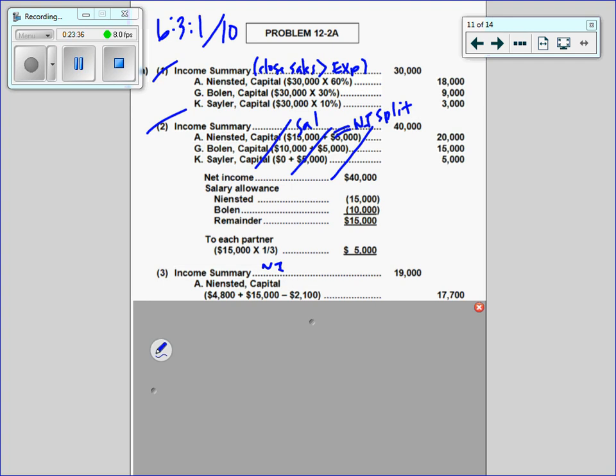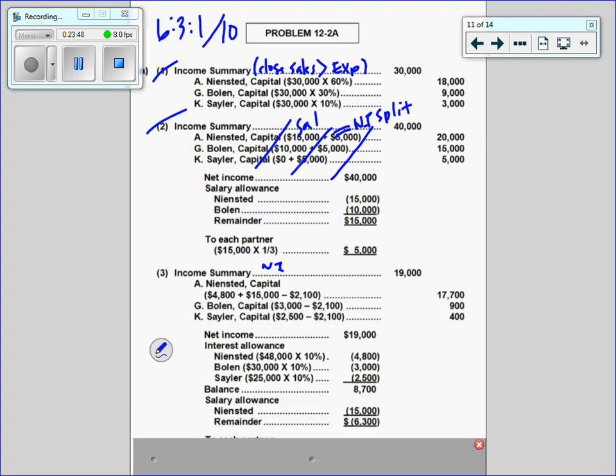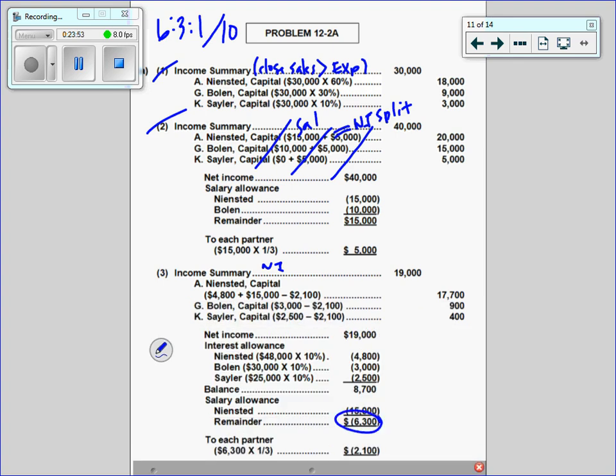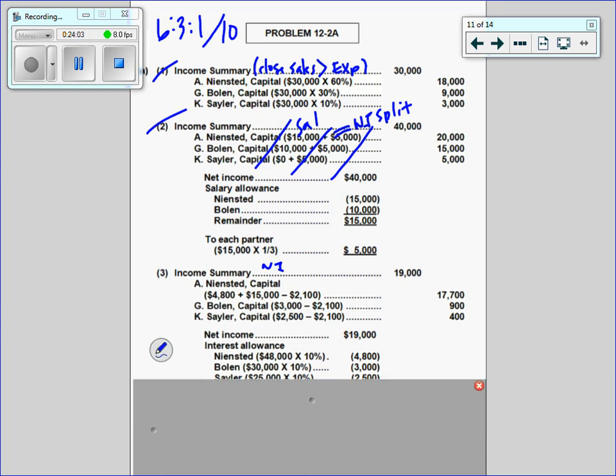4,800 is 10% of his capital, plus 15,000 as a salary allowance, minus his shared hit of 63. I probably need to go back and just say it's this 63. I should have just moved it down further. 63 times a third, so each of the three partners is going to experience a minus $2,100 hit to their capital. They're each still making money at least.